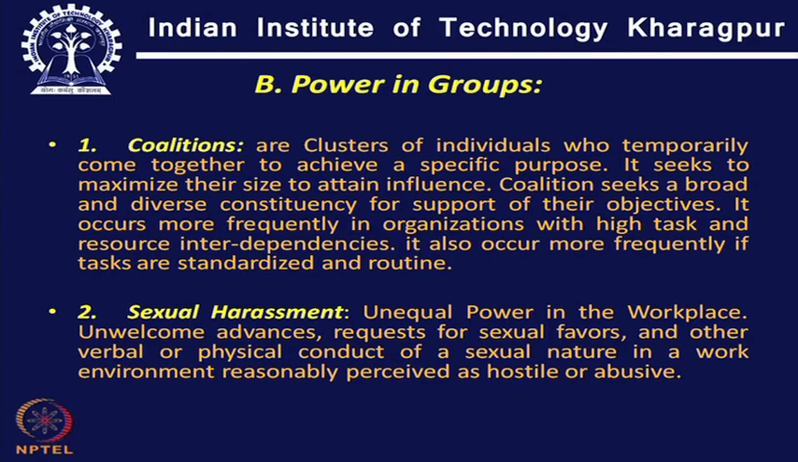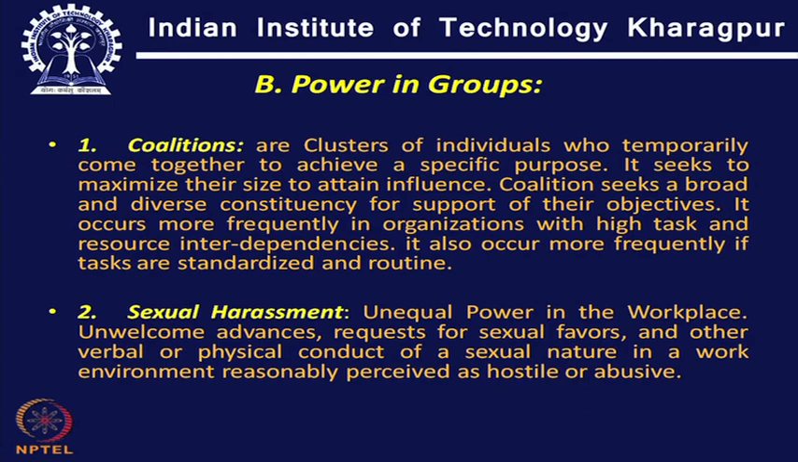The first is that power derived from a group is called coalitions. Coalitions are clusters of individuals who temporarily come together. The word temporarily is important. They come together to achieve a specific purpose, and seek to maximize their size to attain influence.